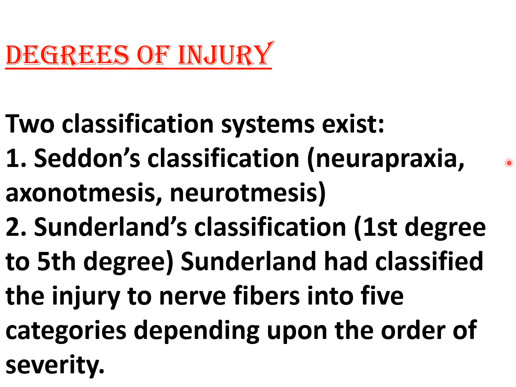Now, there are two classification systems for degree of injury. First is Seddon's classification like neuropraxia, axonotmesis and neurotmesis. Then second is Sunderland's classification, first degree to fifth degree. Sunderland classified the injury to nerve fibers into 5 categories depending upon the order of severity.